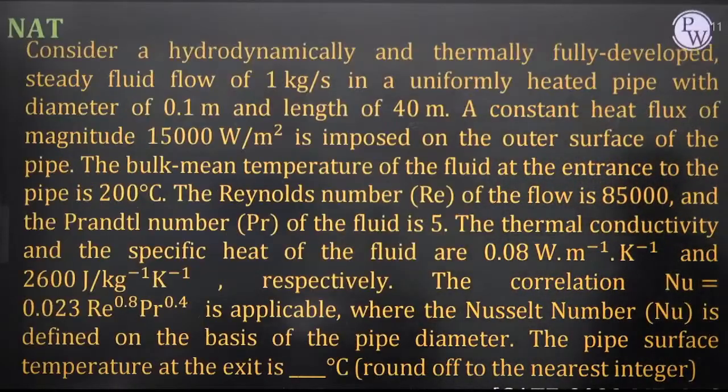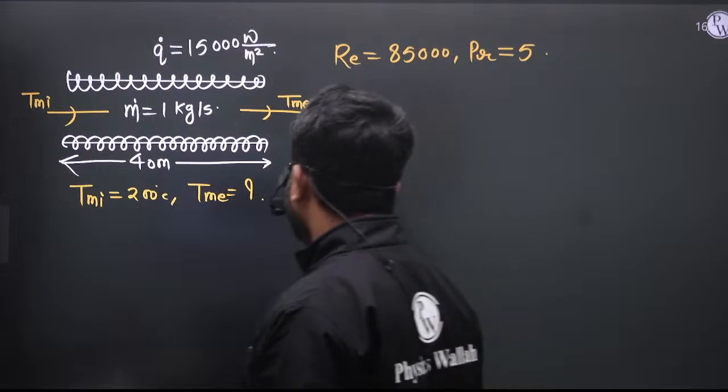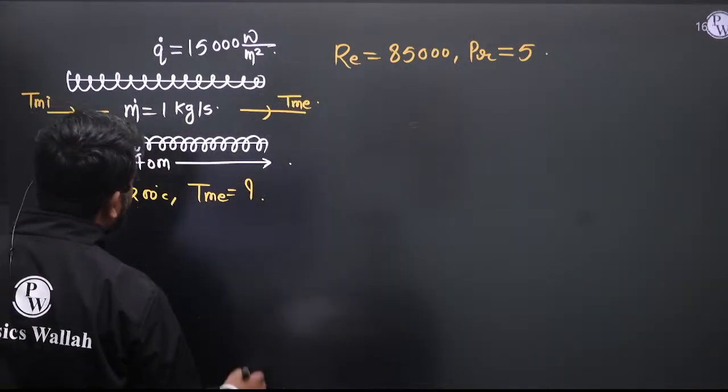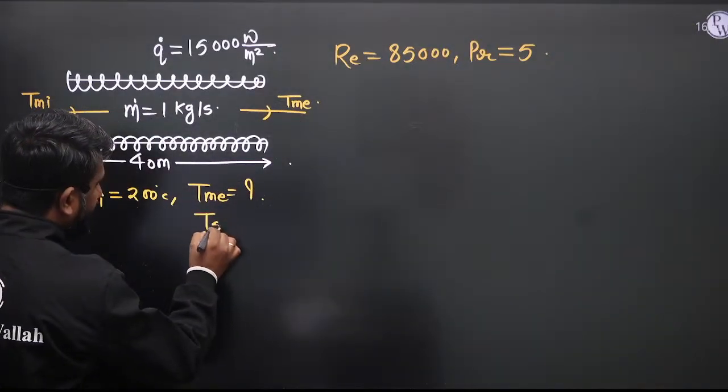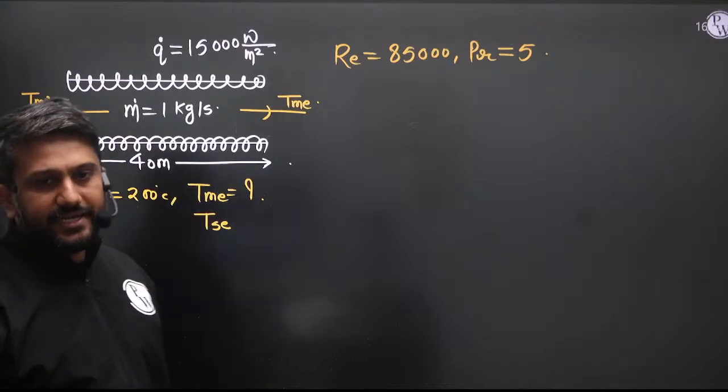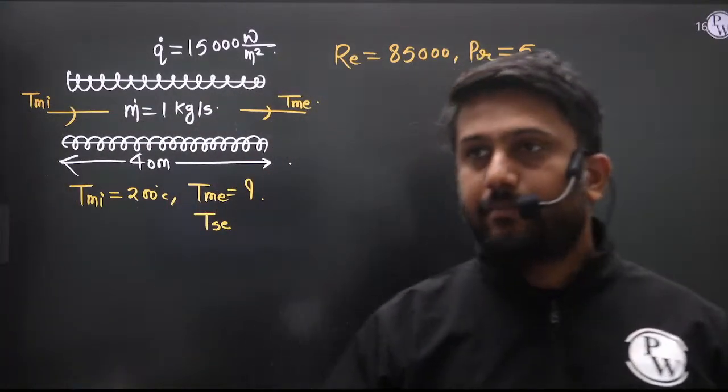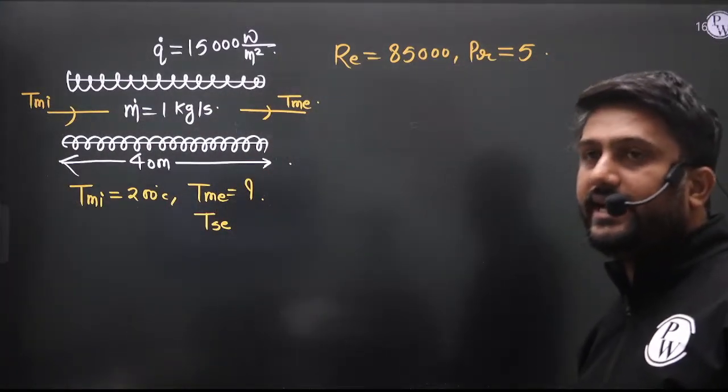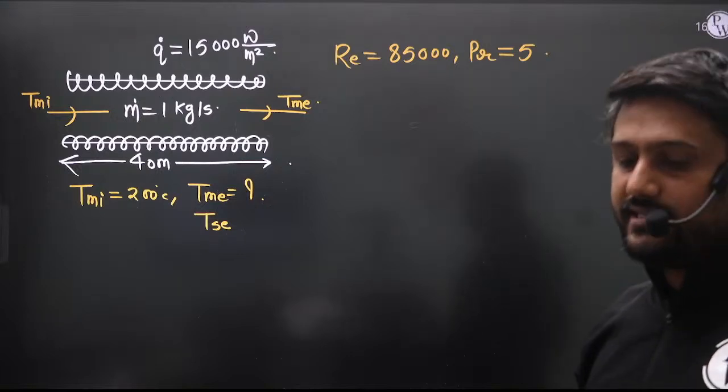Fluid properties are given. The question asks for the pipe surface temperature at the exit. So let us consider TSE is the pipe surface temperature at the exit.